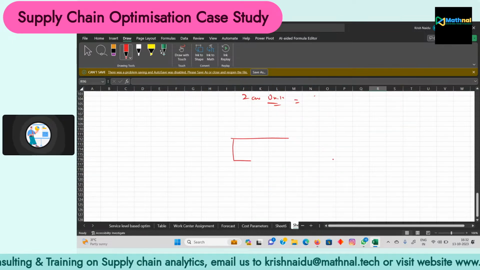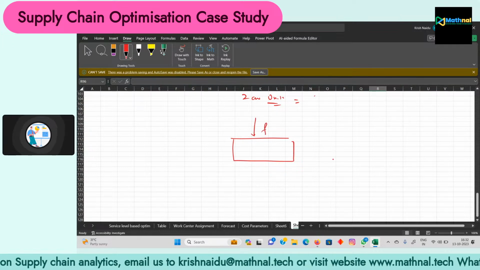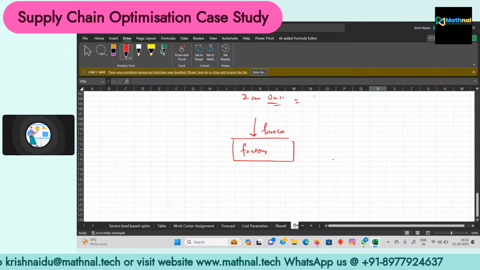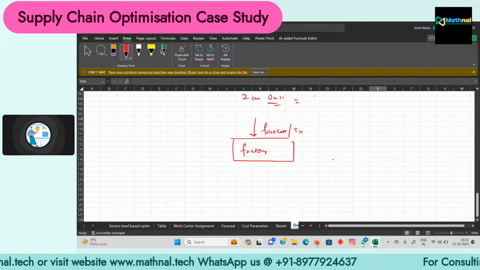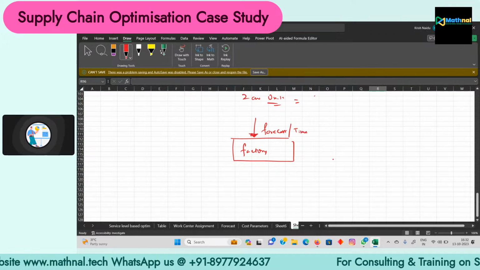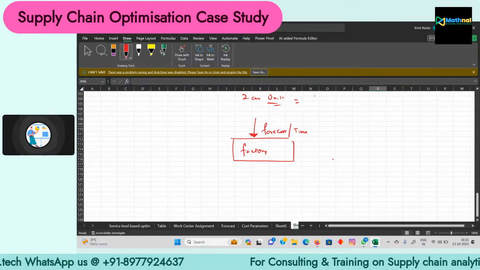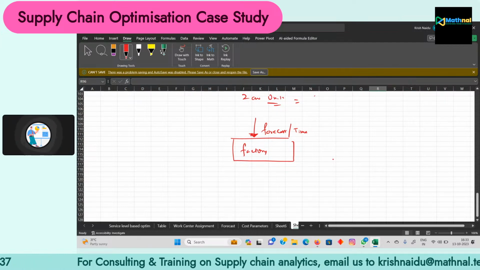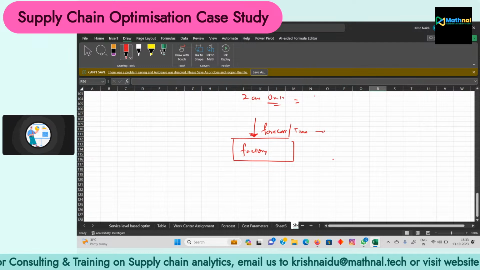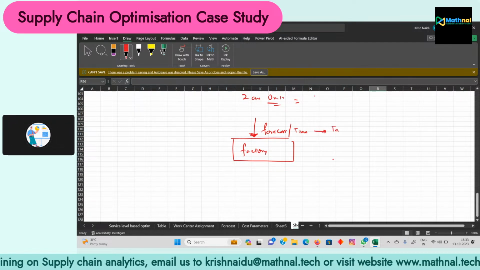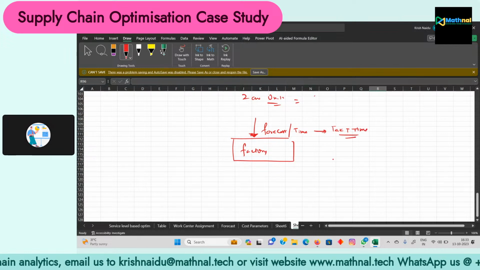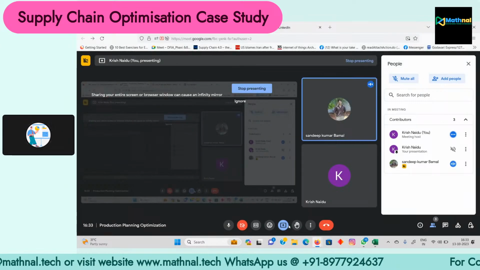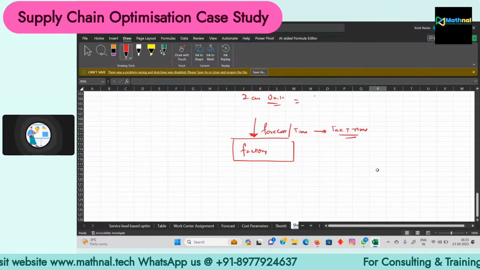So now let's say we have seen our inputs. This is a factory. The first input we have seen is the forecast per unit time. We have understood the importance of time. That time is going to define a major part of our optimization in the forecasting. Now we also saw that we converted this forecast per unit time into takt time. So this is another thing which we have seen.